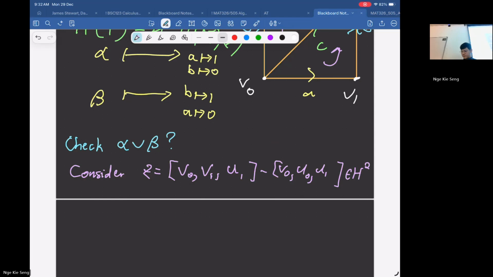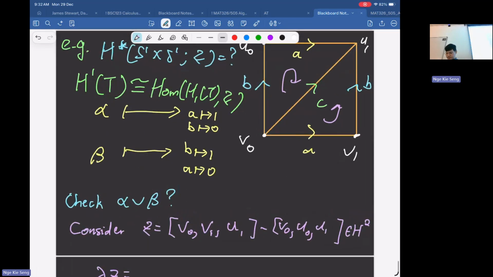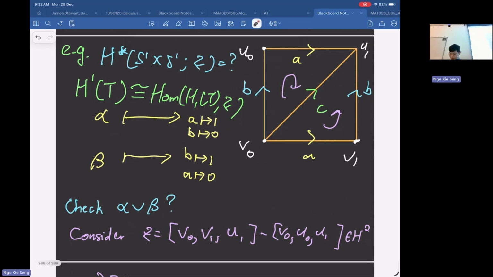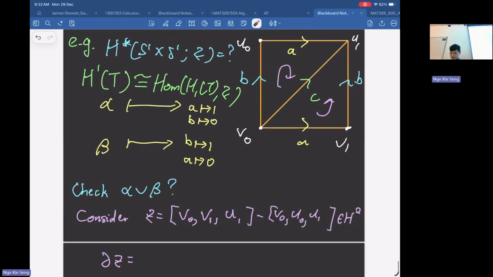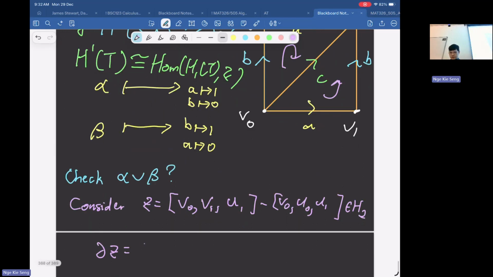Why is it true? Well, you look at the boundary of this Z. If you look at the boundary of this Z, one of them is V0, V1, U1, so this one, and then the other one is V0, U0, U1, this one. So you compute the faces. Just now we said that there's something inside here. Maybe you can verify this quickly. So maybe you get B minus A plus C minus A minus C plus B.